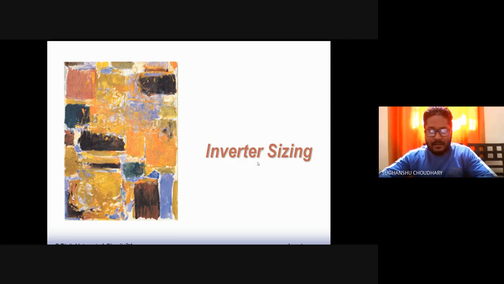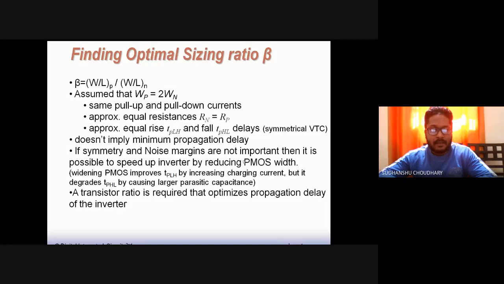The same analysis can be applied to any other logic gate, not just the inverter. It is applicable to all other digital logic gates or logic functions.